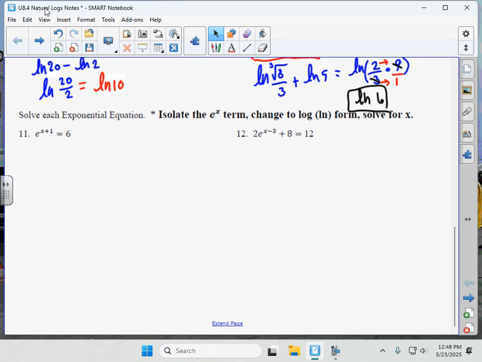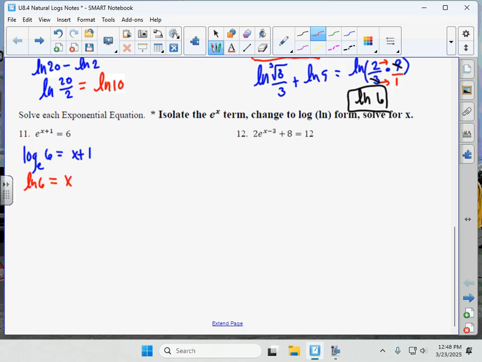Okay, so in number 11, the e to the x term is already isolated, so that x plus 1 is an exponent, so you can't break that up. So now we're going to go ahead and change it to log form. All right, so down cross cross, so log base e 6 equals the exponent x plus 1. Now log base e again is ln 6 equals x plus 1. And then we're going to go ahead and subtract the 1 over.